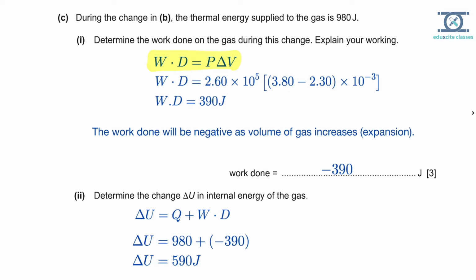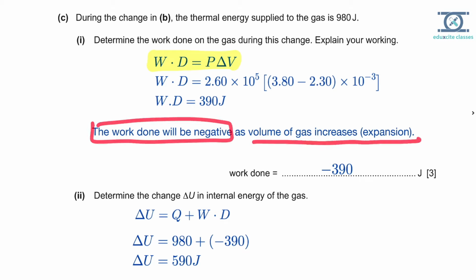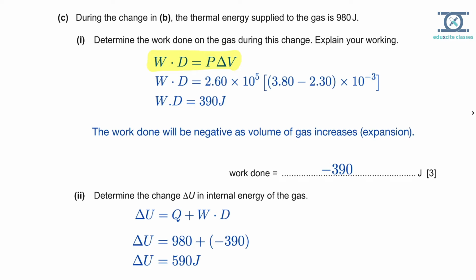Now it is very important here, students, in my previous video of 4.1 of the same series, if you have not seen it, I have provided the link in the description where I have discussed the sign taken for the work done. Here it is also mentioned, explain your working. So the work done will be negative as the volume of gas is increasing, it is expanding. In that video I have explained in detail that if the gas is expanding, we take the work done as negative, and if the gas is compressing, its volume is decreasing, then the work done will be positive.